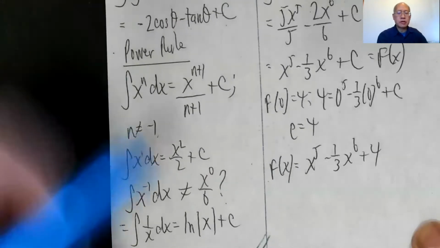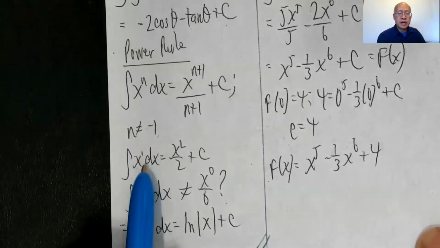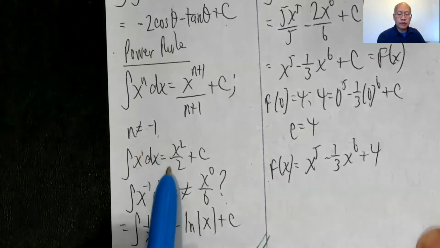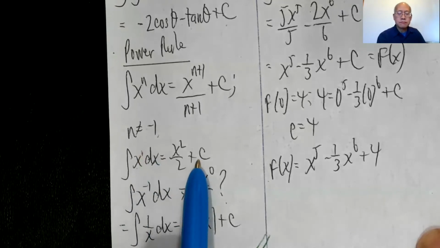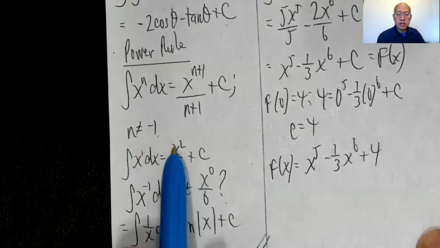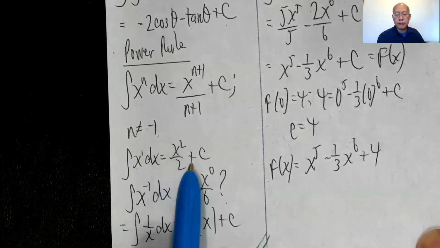A simple example is what's the integral of x dx? X is like x to the 1, so x squared over 2 plus c. You can always double check your answer by differentiation. What's the derivative of this? Well, 2 comes down, knocks out the 2, you have x to the 1 or x, and the derivative of any constant is 0.